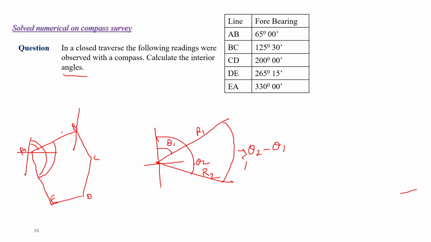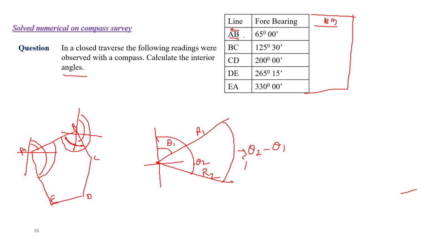Similarly, if the angle of BC and angle of BA, these two values are given, at that time we will subtract these two values, we will get the interior angle, this angle. Okay, but here only one angle is given, B to C. B to A is not given. There is only A to B given, but we don't know the angle value of B to A. So what will we do? We will add one column here and calculate the back bearing.